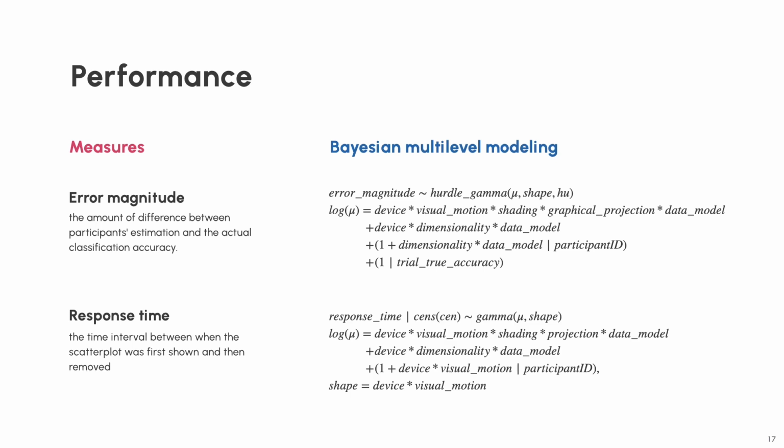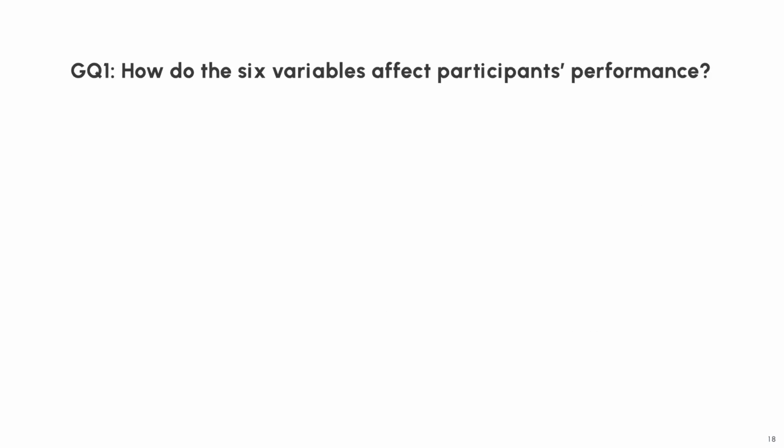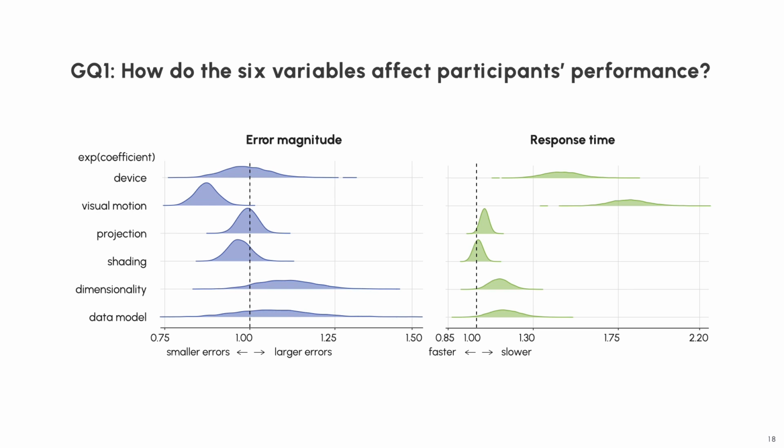Next, we have a list of questions to guide our results and analysis. First, since we have 6 variables, we asked how does each variable affect participants' performance. We extract coefficients of the fixed effects and show their posteriors. There are many interesting observations here. We only highlight one strong effect. We found that visual motion can largely decrease error magnitude but increase response time.